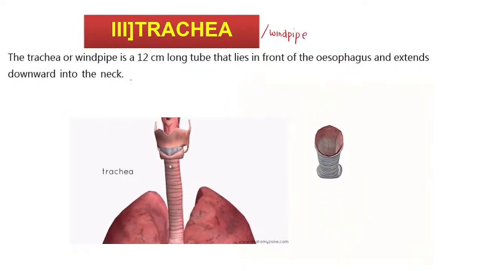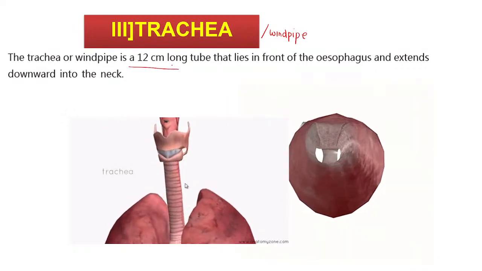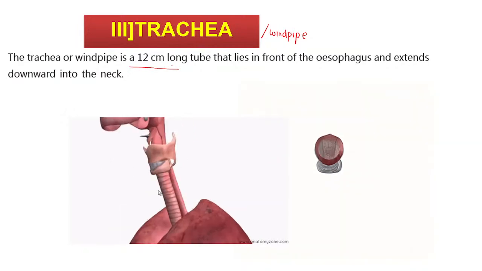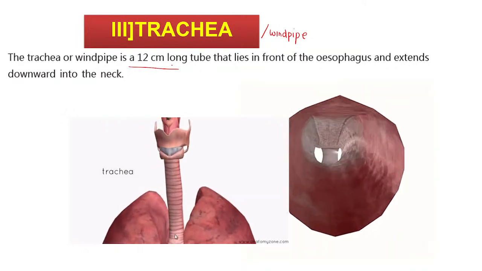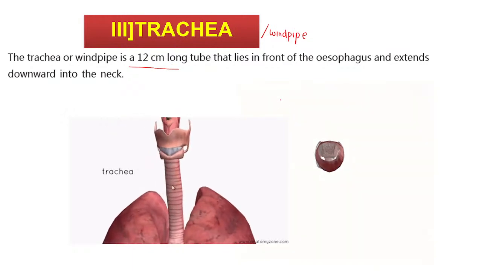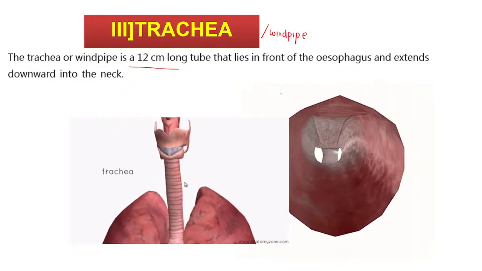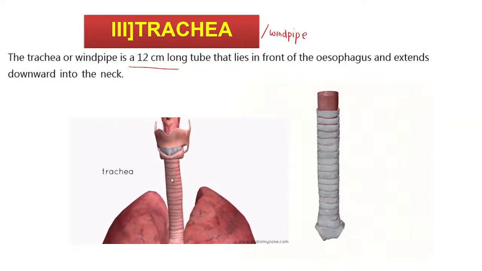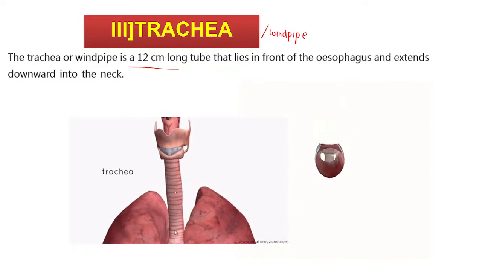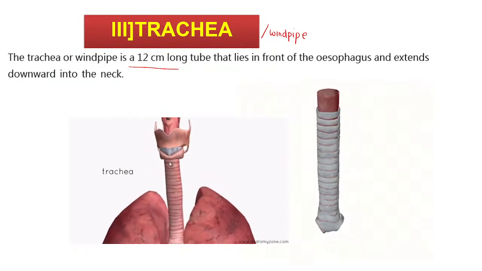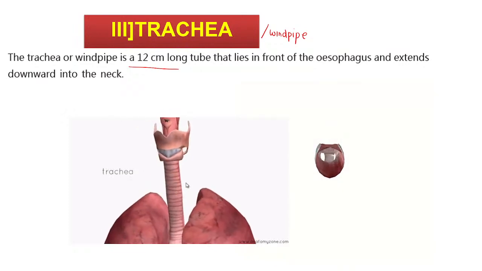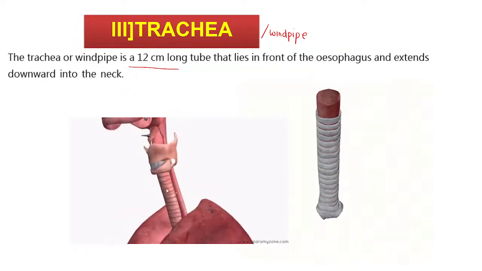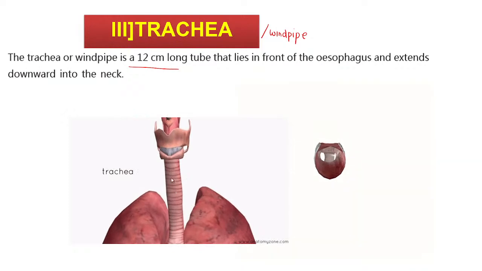Okay, this trachea or windpipe is a 12 centimeter long tube that lies in front of the esophagus. This windpipe lies very close to the esophagus and extends downward, and the trachea ends in two branch-like structures called bronchi. We will also see these bronchi in detail slightly later on. So what is the trachea? It's nothing but a windpipe and it's 12 centimeters long. What is the function of the trachea? To pass the air further into the bronchi, which will then take the air into the lungs.